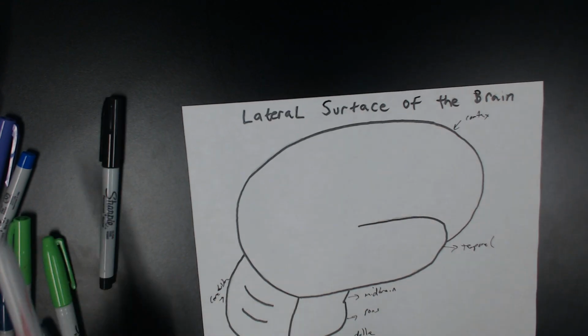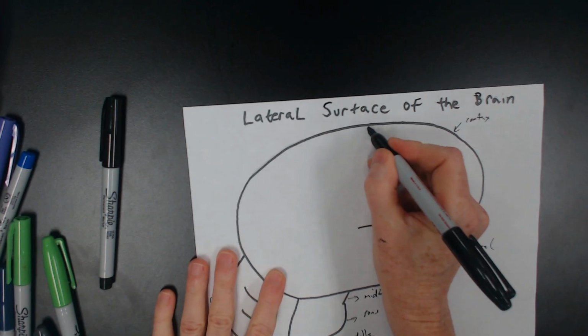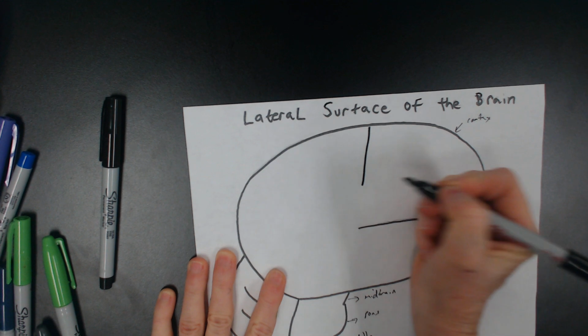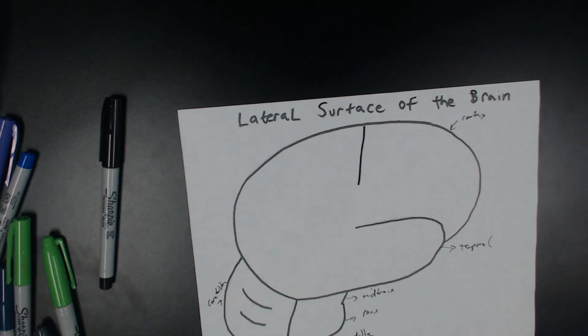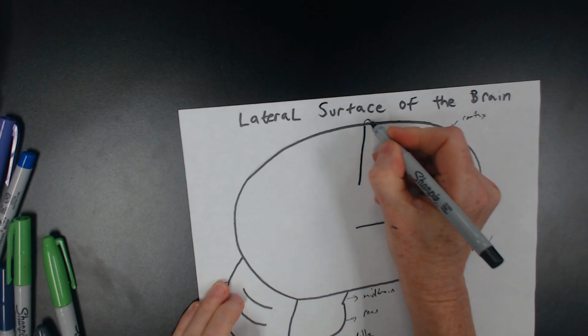And I talked about this sulcus here that's kind of in the center, separating frontal from parietal lobes. Does anybody remember the name of that one? Central sulcus, correct. Here's your central sulcus.